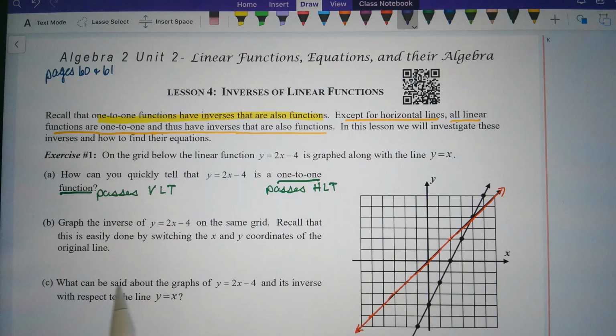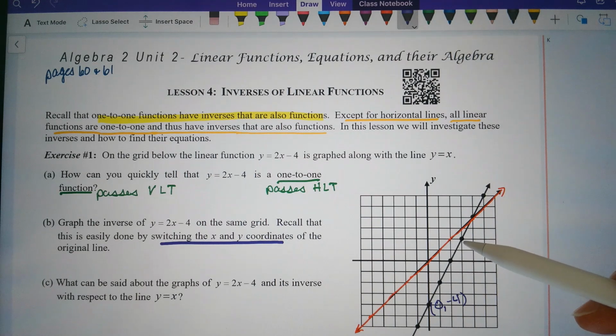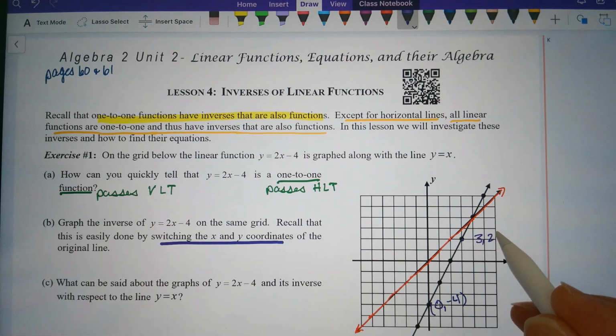Recall, how do we do that? It's easily done by switching the x and y coordinates of points on the original line. So I'm going to take maybe just 2 points, this one here, which is a y-intercept, (0, -4). And I'll take this point here, which has coordinates (3, 2). That's all you need, 2 points to determine a line.